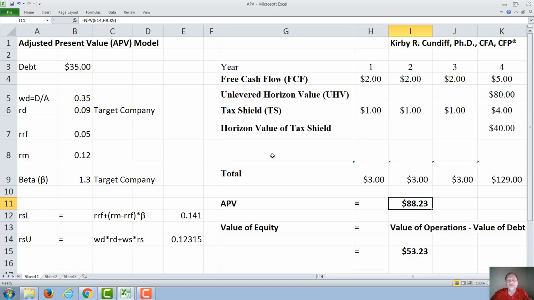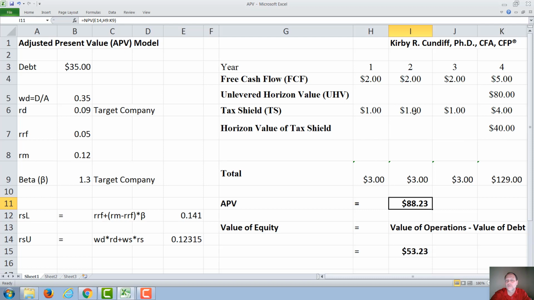The cash flows we will use here are the sum of the cash flows associated with just equity financing and the cash flows associated with debt financing. The assumption is our target company has free cash flows in years 1, 2, 3, and 4 of 2, 2, 2, and 5, and an unleveraged horizon value of $80 million associated with all cash flows after year 4. The tax shield is 1, 1, 1, and 4, and then the horizon value of the tax shield is $40 million.